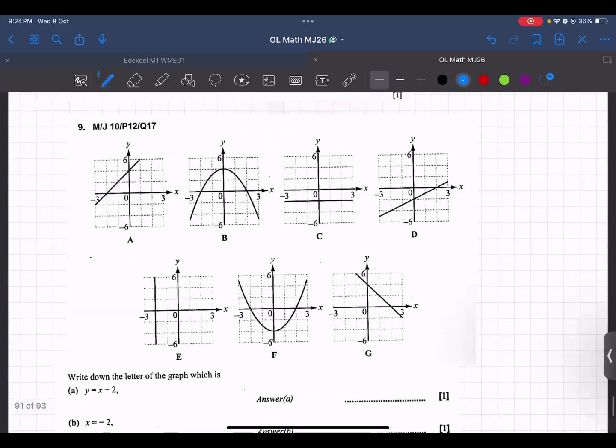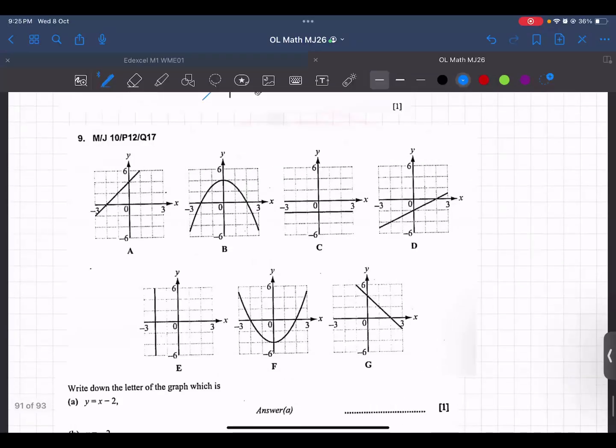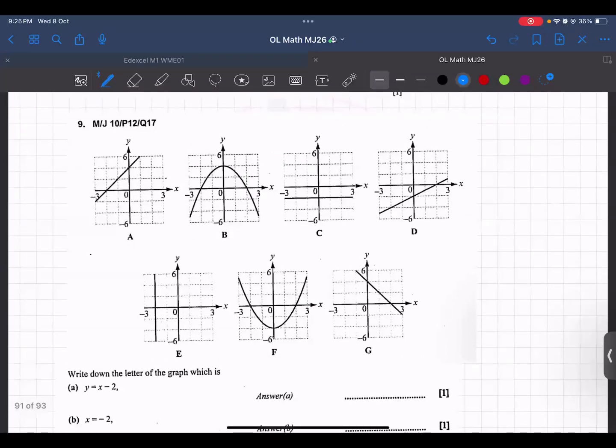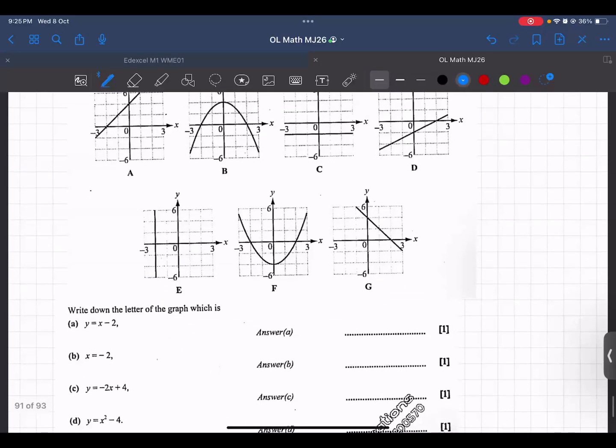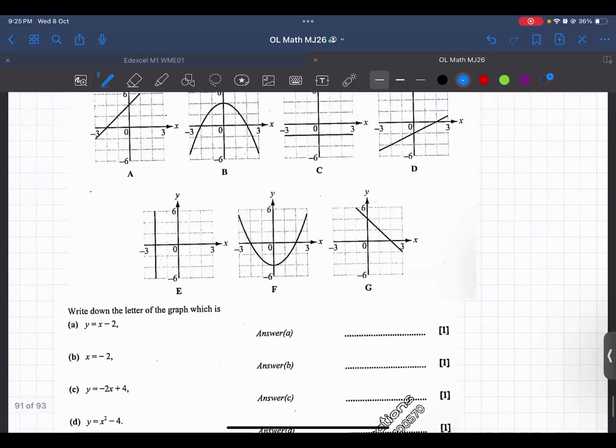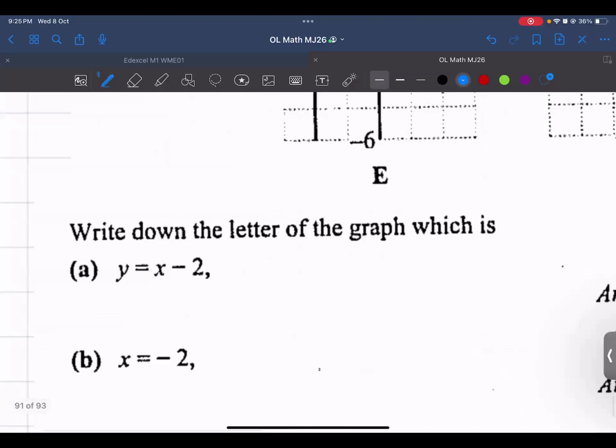Okay. Now this one is a very interesting one. They have given you A, B, C, D, E, F, G, 7 graphs, and they are asking you to write down the letter for each of the equations that they have given you. So y is equal to x minus 2. Now, I told you many things about the gradient, if you can recall. We did the gradient part very deeply. So if you find the gradient of this linear equation, what is the gradient?